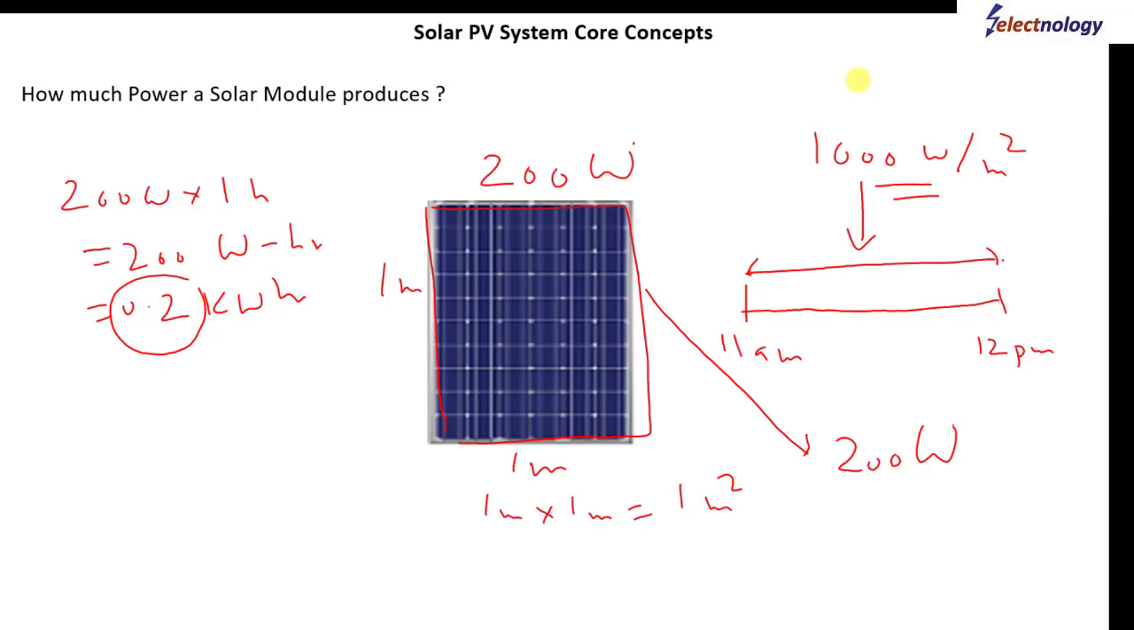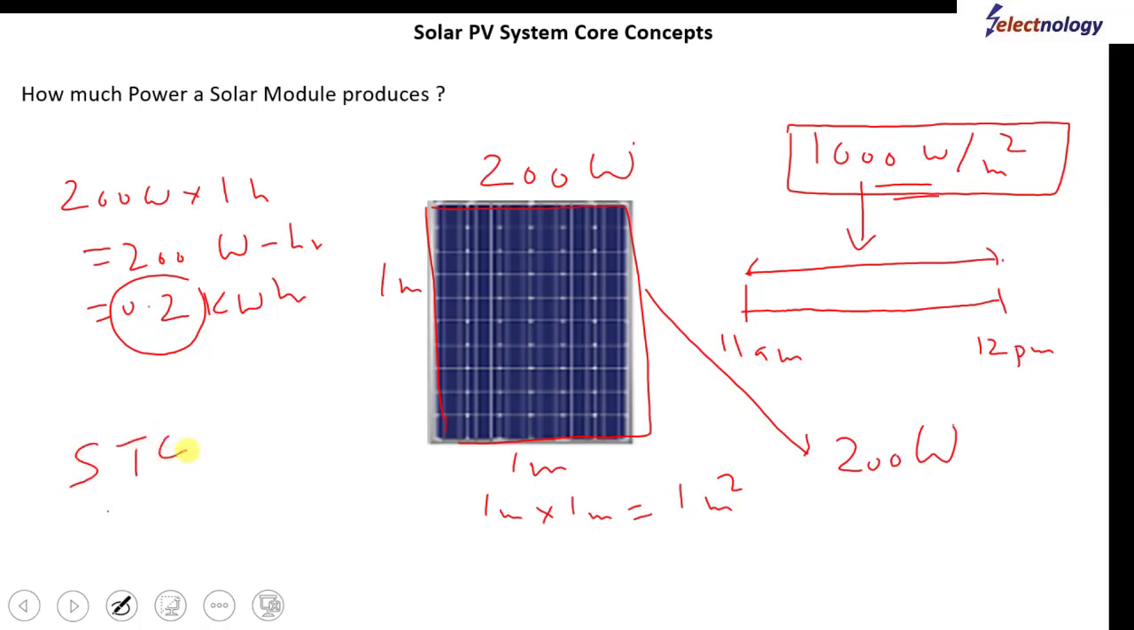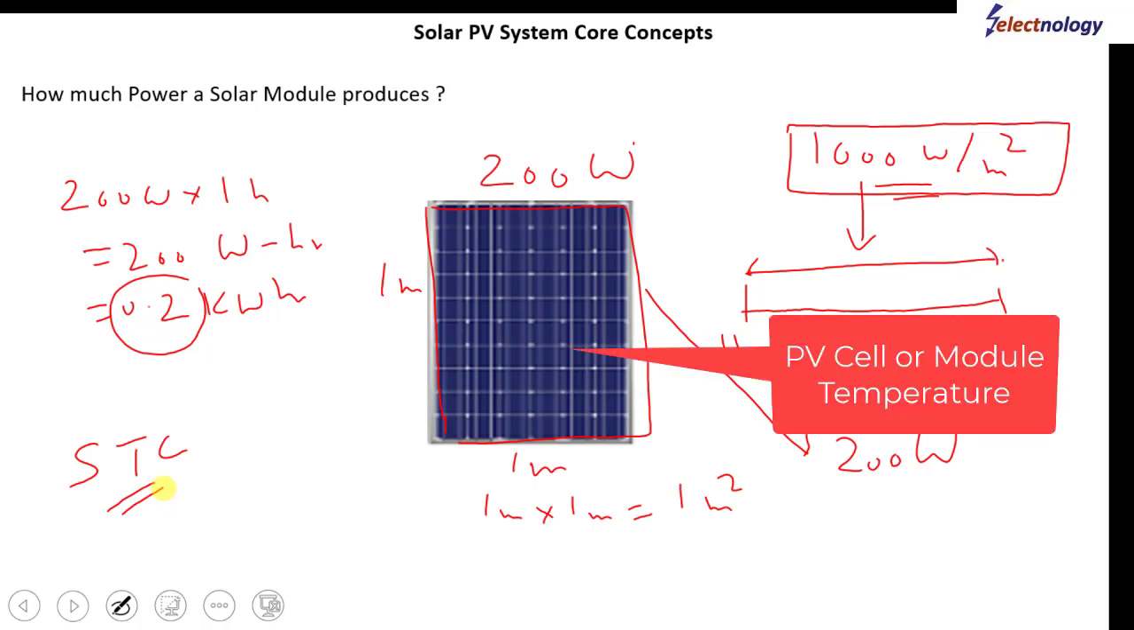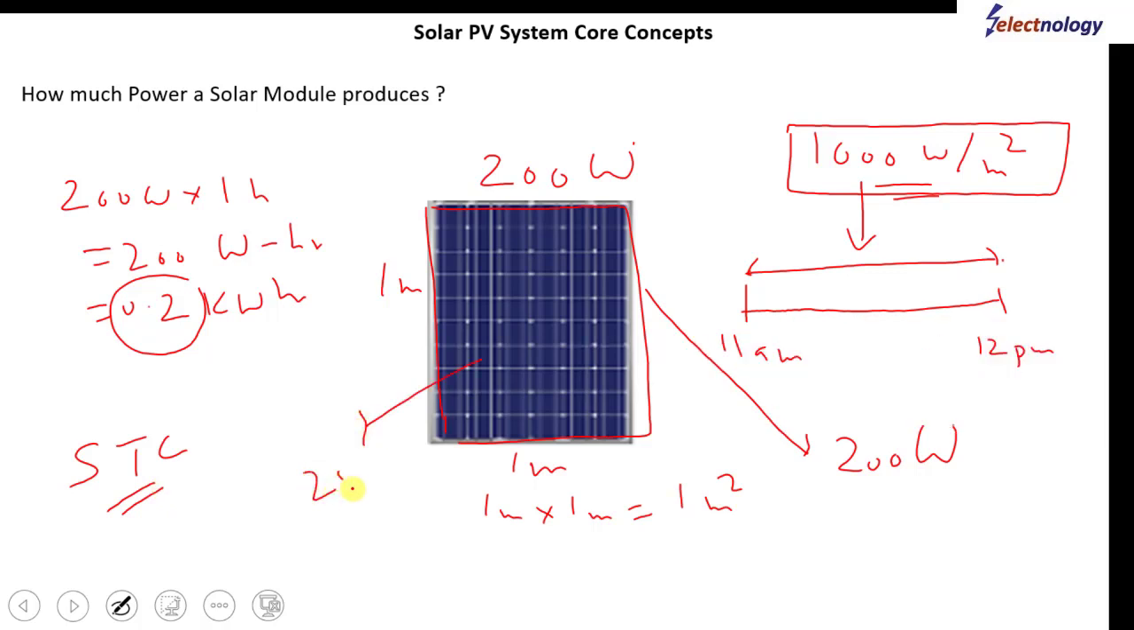Now there is another condition with this 1000 watt per meter square. It's not only that the sun energy should be 1000 watt per meter square, but the other condition in the international standards, which is named STC, standard test condition, says that the cell temperature must be 25 degrees centigrade.